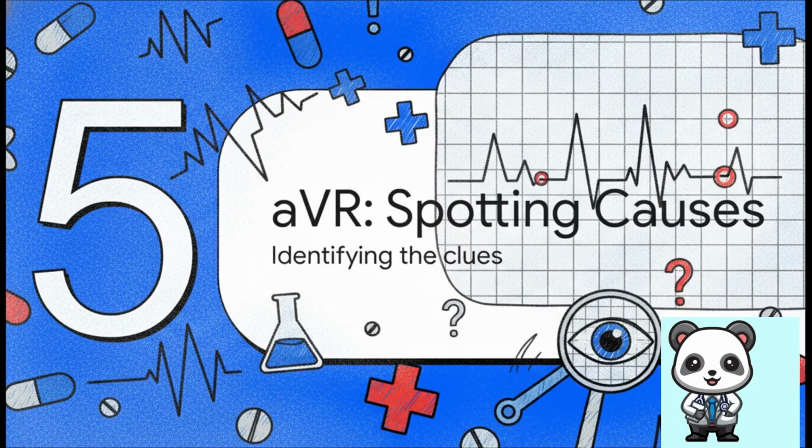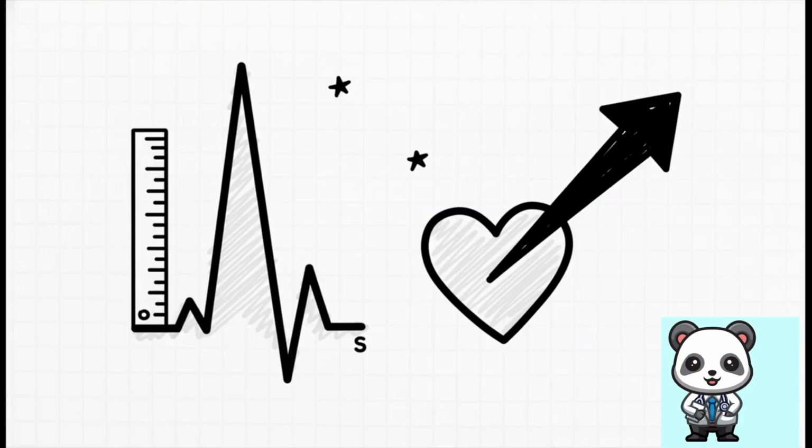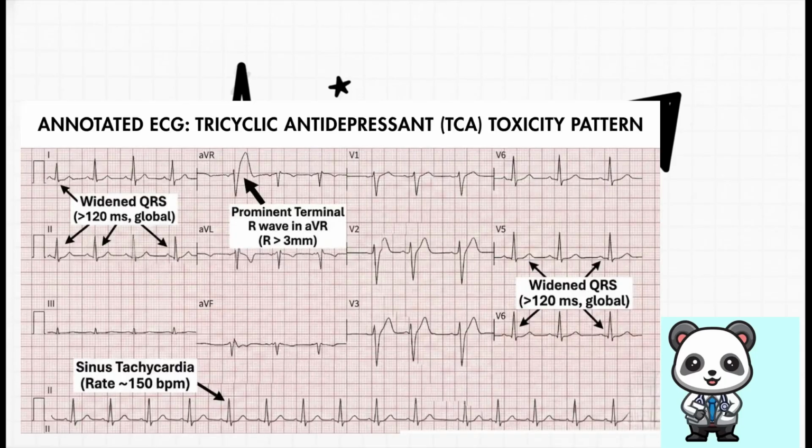Section 5, AVR, Spotting the Causes. Let's break down these vital clues. If you even slightly suspect poisoning with a sodium channel blocker like a TCA, you need to stare straight at AVR. The criteria you absolutely must memorize are an R wave height greater than 3 millimeters or an R to S wave ratio greater than 0.7.